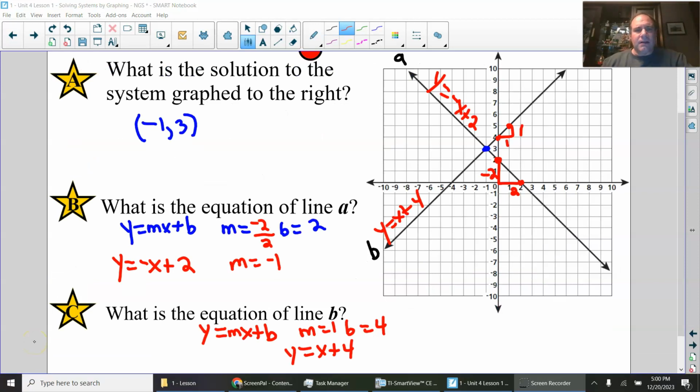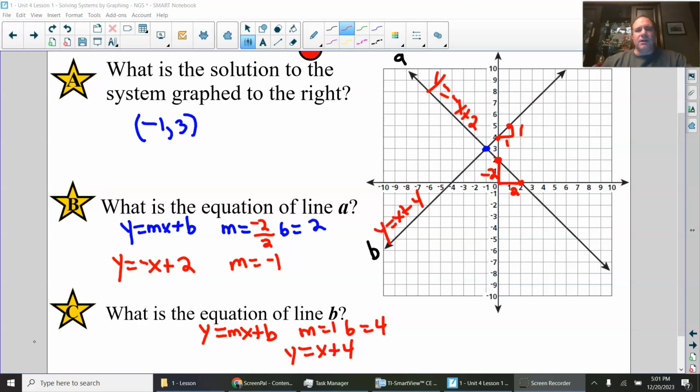So there you go. The solution is -1, 3. Hopefully you did get that correct. The equation of line A is y equals -x plus 2. It crosses at 2. It has a negative slope. It's a -1 slope. So it's -2 over 2 that I got for the 2 points that I picked. So that's the equation. And then the equation for line B is it crosses at 4 at the y-axis, and then it has a slope of +1, so it's y equals x plus 4.